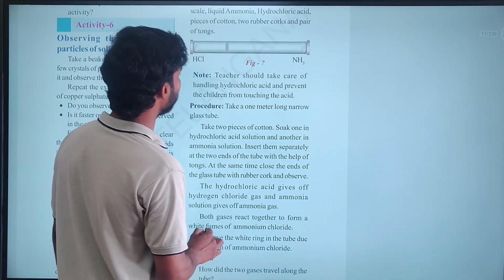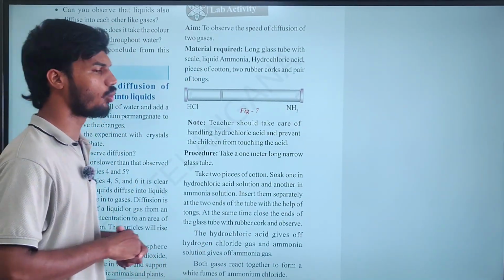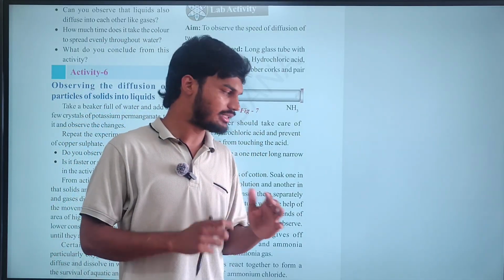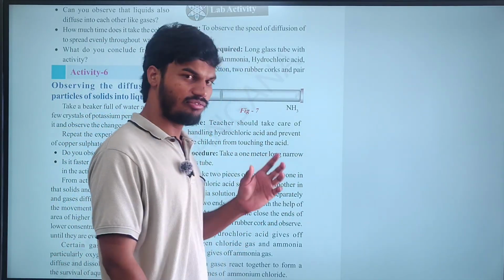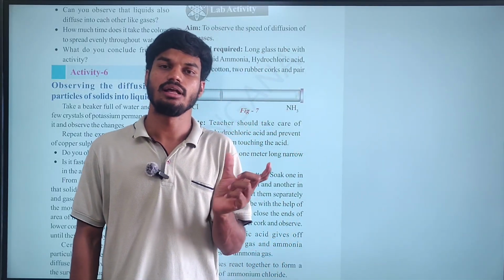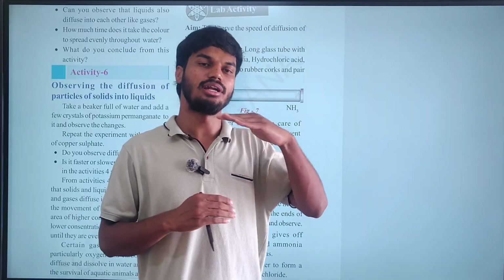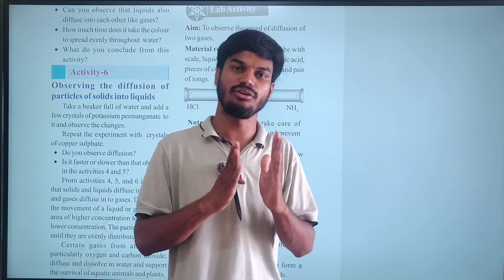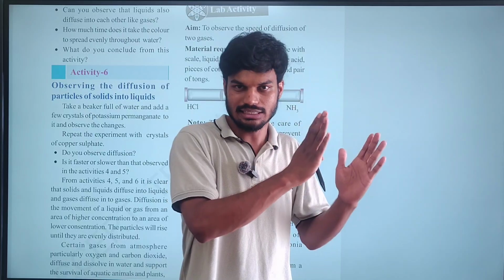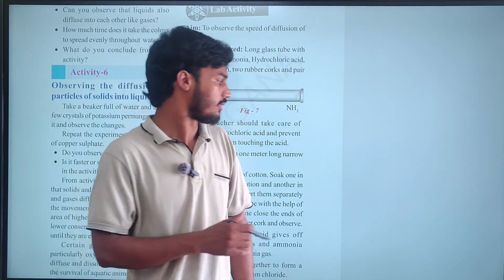Next, look at this lab activity: observe the speed of diffusion of two gases. So diffusion also depends upon the gases. We have seen that diffusion is higher in gases, followed by liquids and then solids. The diffusion of solids is lower, the diffusion of liquids is moderate, and the diffusion of gases is higher. Gas is higher, liquid is moderate, and solid is less.